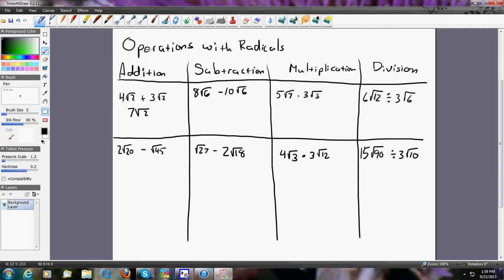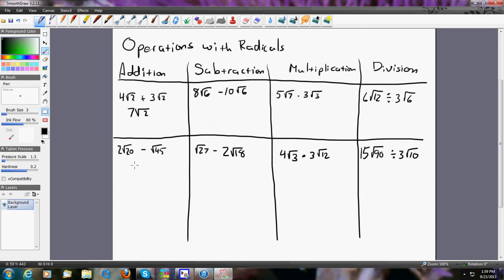Well, that makes sense because 4 halves plus 3 halves would also be 7 halves. Or 4 fifths plus 3 fifths would be 7 fifths. So as long as your radicand, the number underneath the radical sign, is the same, you can add them.